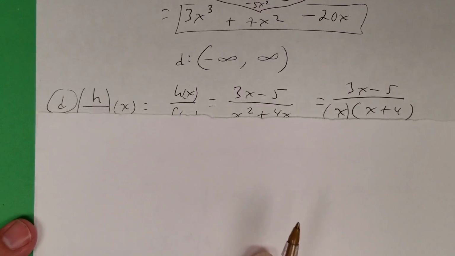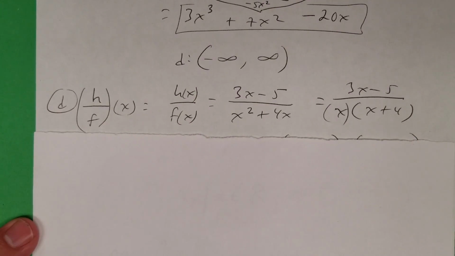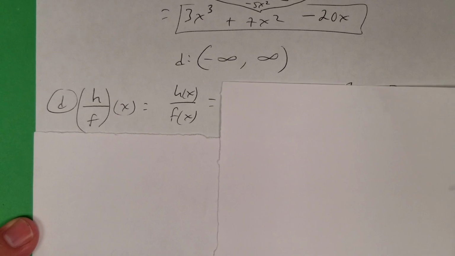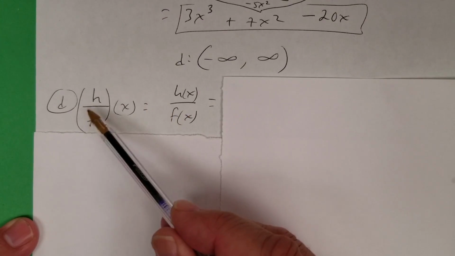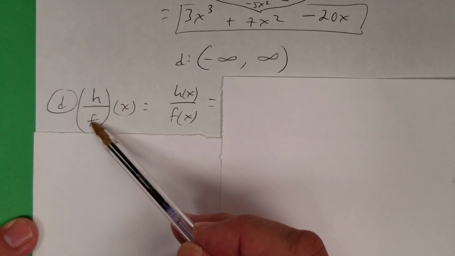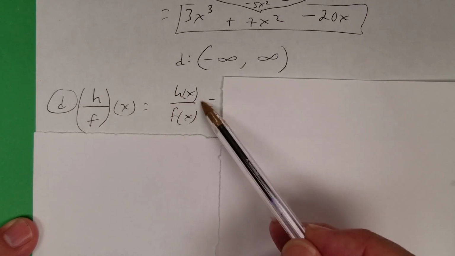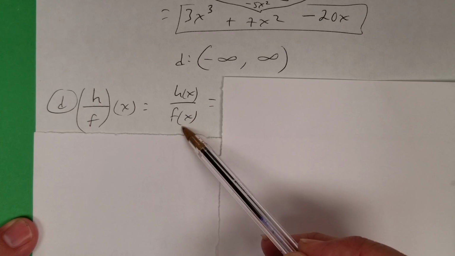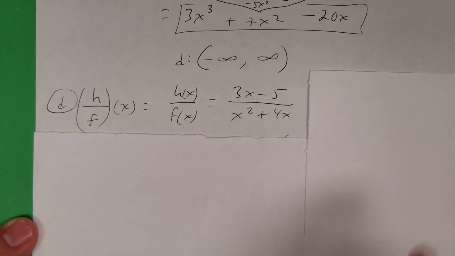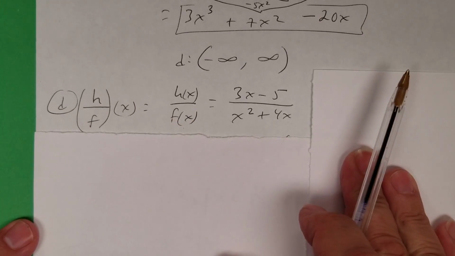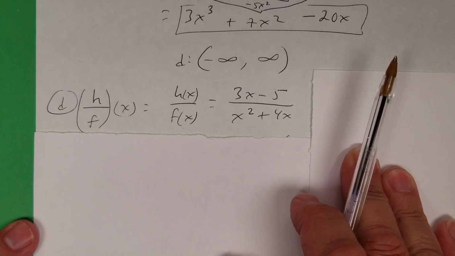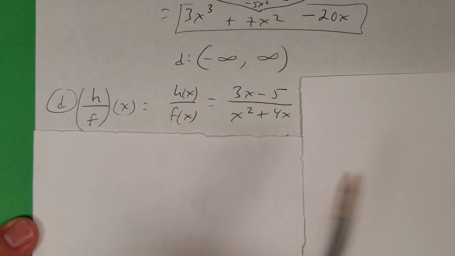Last one. The last one is the division, the quotient. So I'm looking for h over f of x. How do you do that? H of x over f of x. Those are the two functions. Now what? Can I simplify? I'm looking. No. Well, wait.